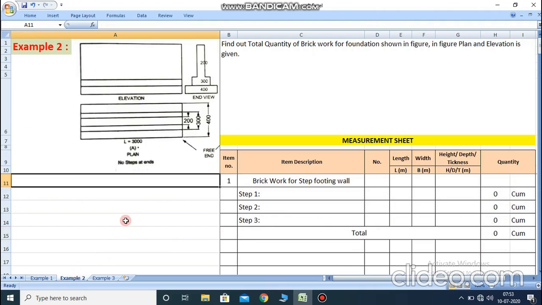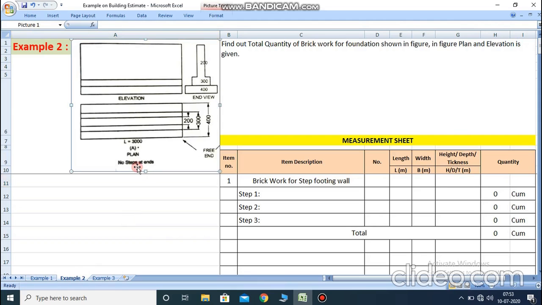Now we take a second example. See, in this example one wall is given. Here all the dimensions are given in mm, but we write here in meter. Clear? So here we discuss the dimensions. Here 200 mm wall thickness is given. Then step footing is given. In the step footing, the second is a 300 mm step, and then a 400 mm step.